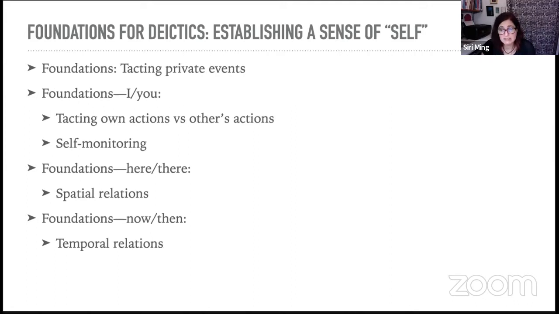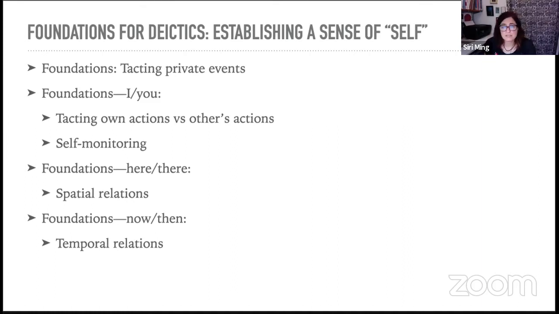One of those is tacting private events, right? I can't take another person's perspective if I can't even tact my own perspective. So we need to teach tacting private events. We need to start with foundations for I versus you, tacting my own actions versus somebody else's actions, teaching self-monitoring, working on spatial and temporal relations. These are all things that we can be doing in early intervention that lead to better perspective taking and more flexibility in terms of perspective taking.